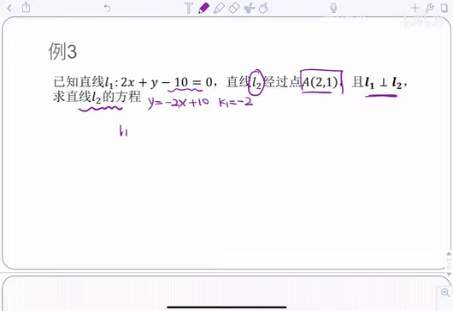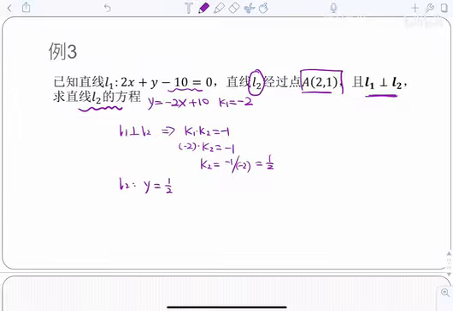So meaning K1 equal to minus 2. L1 perpendicular to L2 means K1 times K2 equal to minus 1. So we know K1 is minus 2, so minus 2 times K2 equal to minus 1. So K2, you divide both sides by minus 2, equals 1/2. So we know L2 is y equal to 1/2 x plus b2.